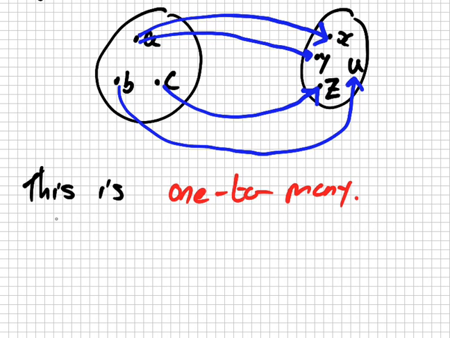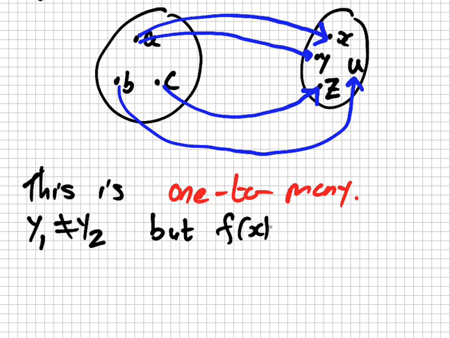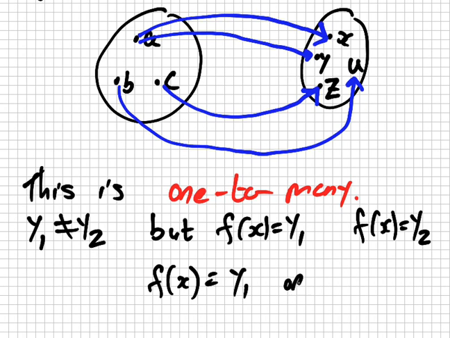So this is when y1 does not equal y2, but f(x) equals y1 and f(x) equals y2. Or another way of saying it is that f(x) equals y1 or y2. So this is a 1 to many mapping.